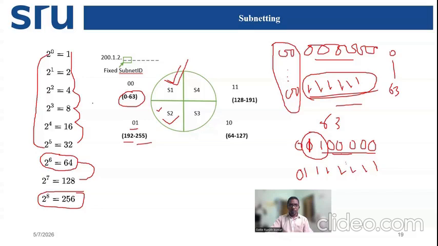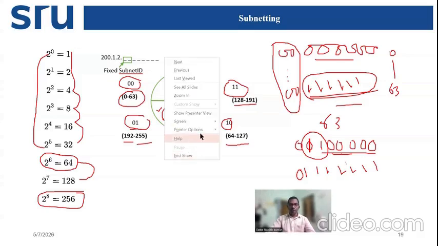But for this S1, the network address is 00. 00 means 200.1.2.00 followed by the remaining numbers. For this entire S2, the network address is 01. Similarly, the entire S3 network address is 10. Similarly, S4 is 11. How this range is derived, I just explained for these two, S1 and S2. In the same way, the range can be written for S3 and S4 also. This is the way that the network should be divided.